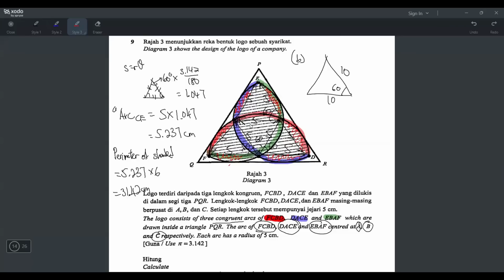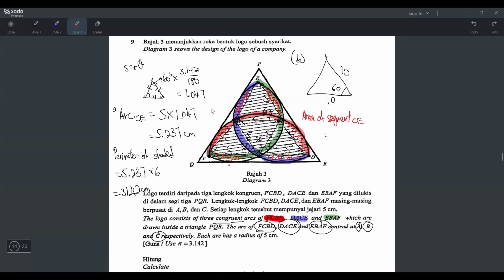But actually, all these 6 segments have the same size. Yeah, they have the same area. So you just find one and then multiply by 6, because there are 6 of these, right? So let's write down the area of segment formula first. So the area of segment, let's call it segment CE.